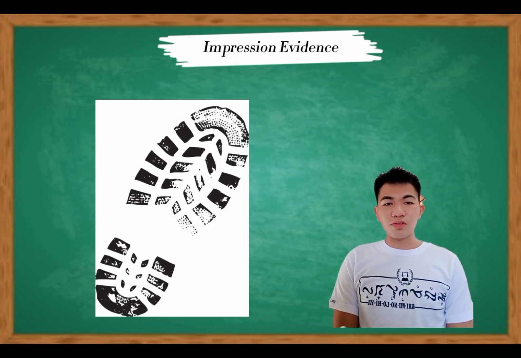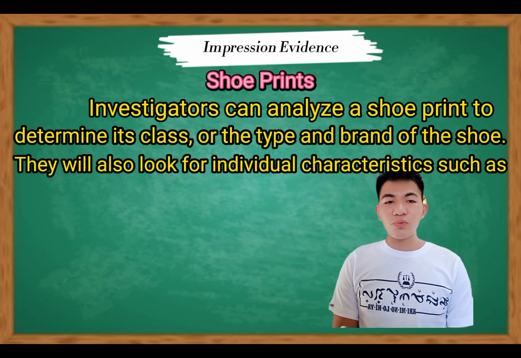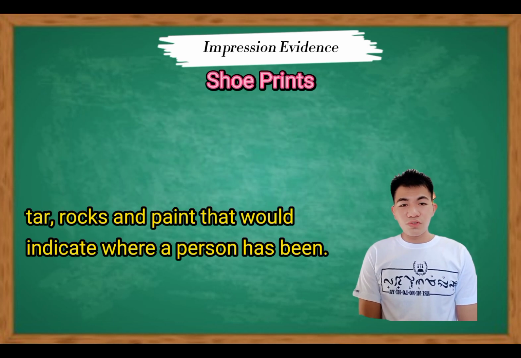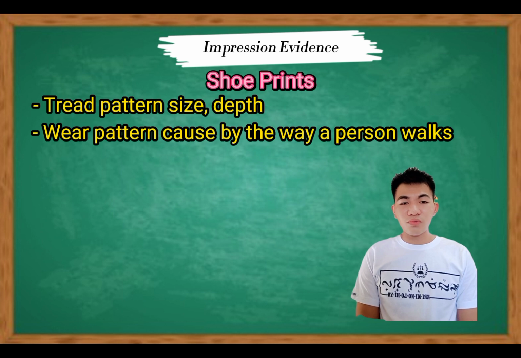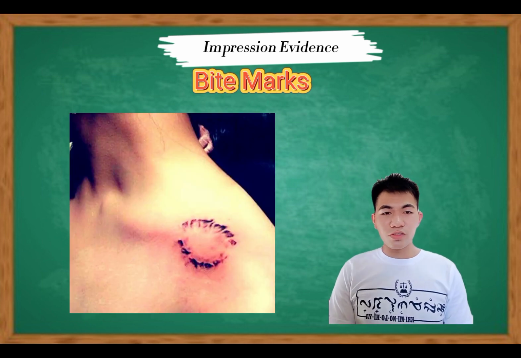Next is the shoe print. Investigators can analyze a shoe print to determine its class, or the type or brand of the shoe. They will also look for individual characteristics such as the wear pattern and specific damages or defects. The investigator analyzes the features of tread pattern, size, and depth, wear pattern caused by the way a person walks, and material defects or damages.